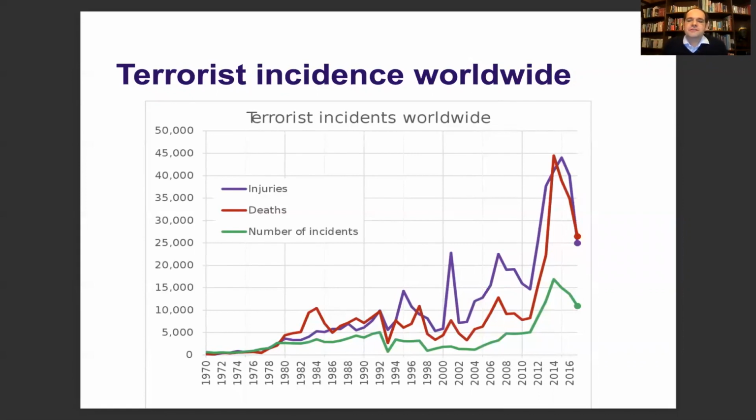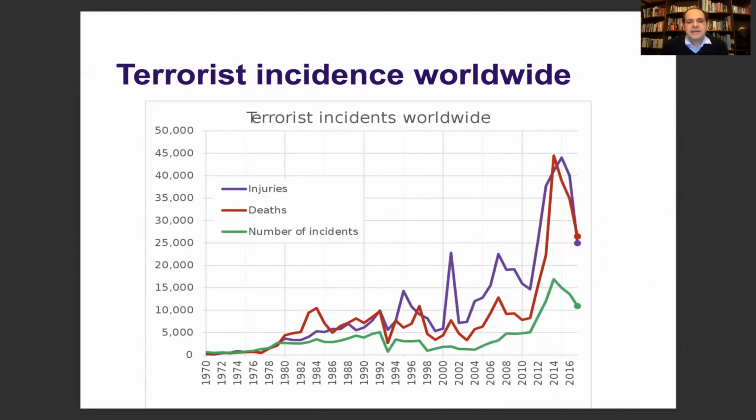What we do see since 2010 is that the incidences are actually going up considerably. Since 2000, a peak was reached in 2014. Since then, there has been a little bit of a decline, but the number of incidences is still very high.